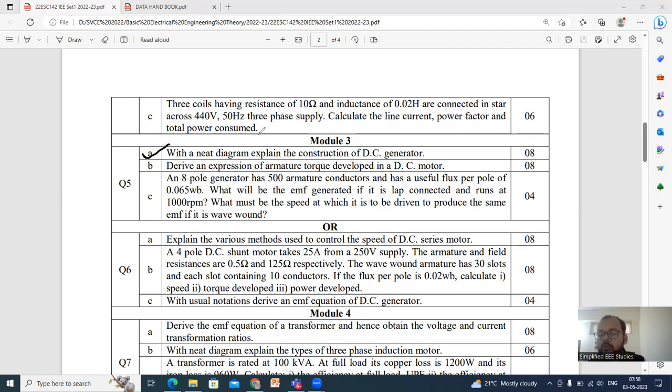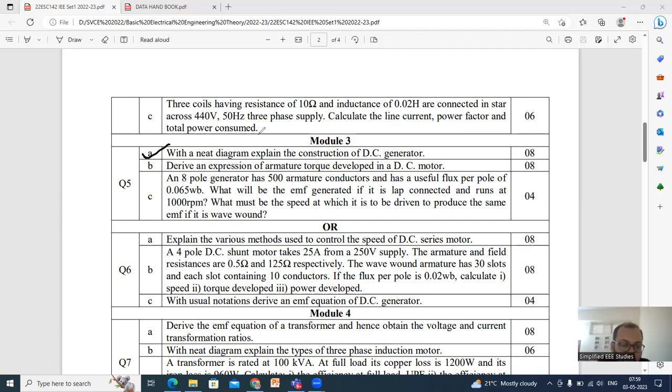Then you have to explain what is the purpose of yoke. It's an outer covering. It encloses the entire structure of that particular DC generator. Next you have to explain about the field system, the purpose of field system. You can use permanent magnet or electromagnet. Then you have to speak about the armature winding. It's a conductor made up of a number of windings. There are two types of winding: wave winding, lap winding.